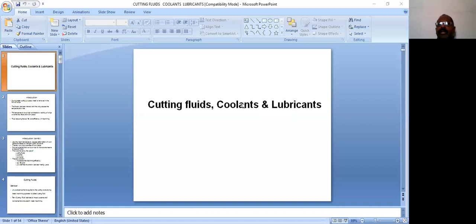This title may change in different schemes or different syllabuses. The topic of this chapter changes. Sometimes it may be coolants and cutting fluids only, without the term lubricants. Of course, however, whenever we are going through the terms coolant and cutting fluid, by default we are discussing the lubricant too.